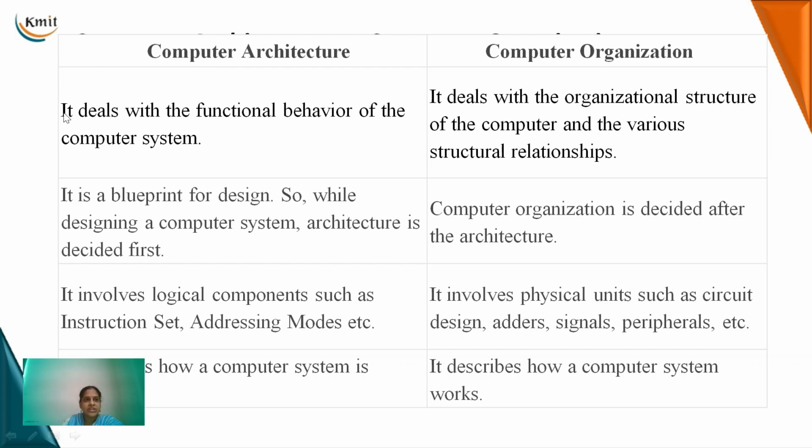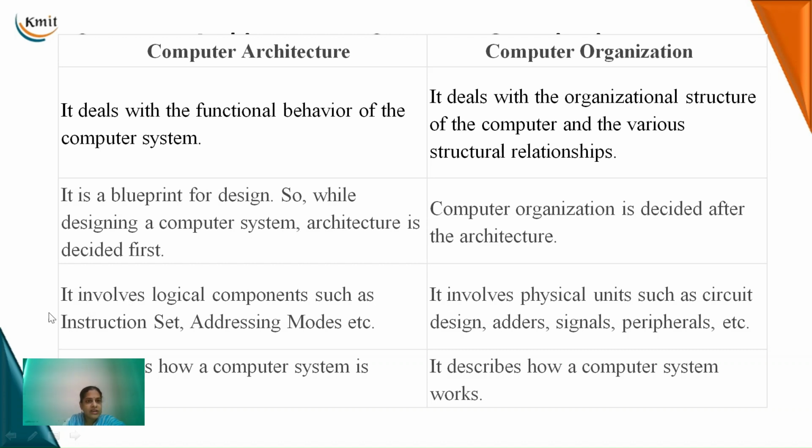So in computer architecture, it deals with the functional behavior of the computer system, whereas the computer organization deals with the organizational structure of the computer and various structural relationships. The structure, like how the components are connected, what the relationships between them are, how they are interconnected, everything. So the computer architecture is like a blueprint for your design. So while designing a computer system, the architecture will be decided first. Based on the architecture, the organization will be taken care of, like the computer organization is decided after the architecture.